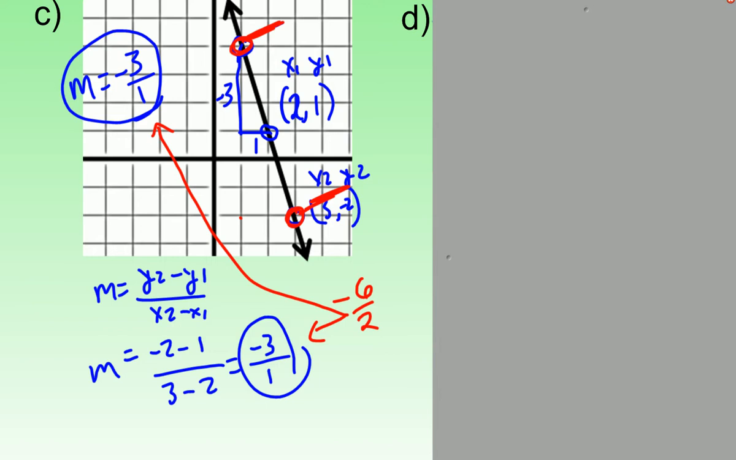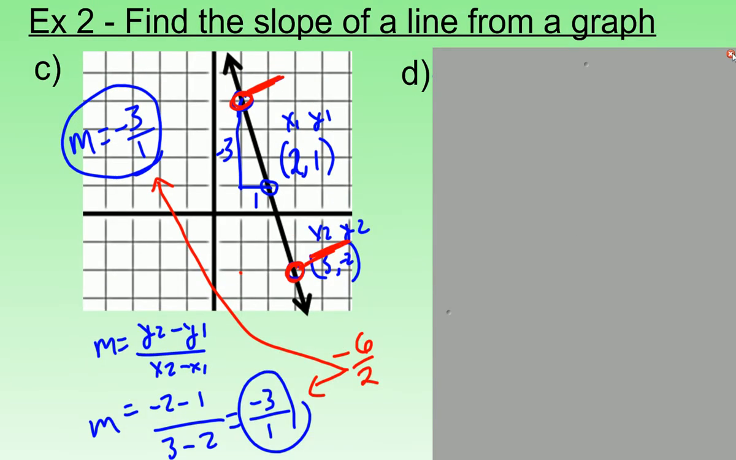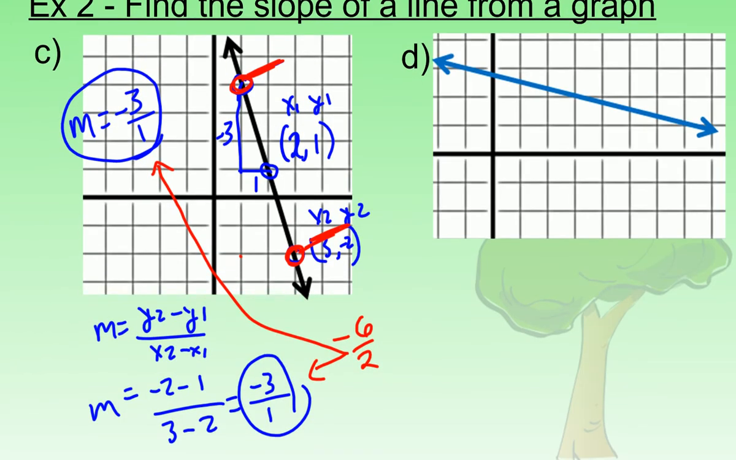What I'd like you to do is please do letter D. Use both methods. Use the slope formula and use the counting boxes method to verify your slope. Go ahead, pause the video right now, do it on your own. When you're ready to continue, hit play, and we'll go through it together.